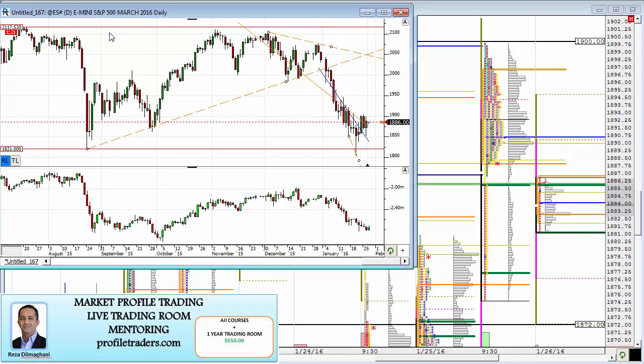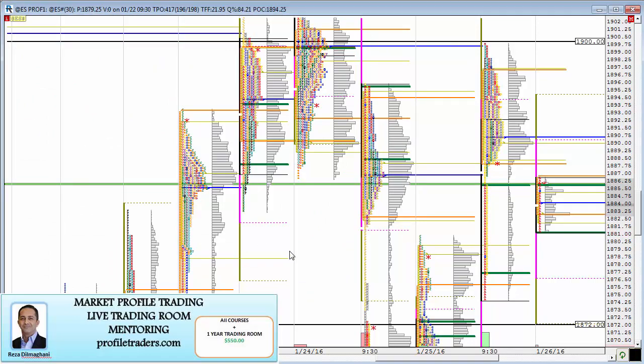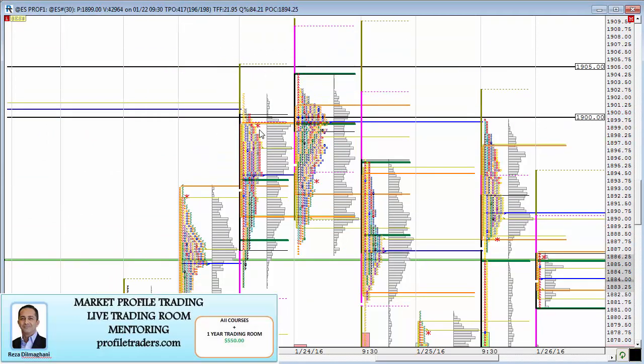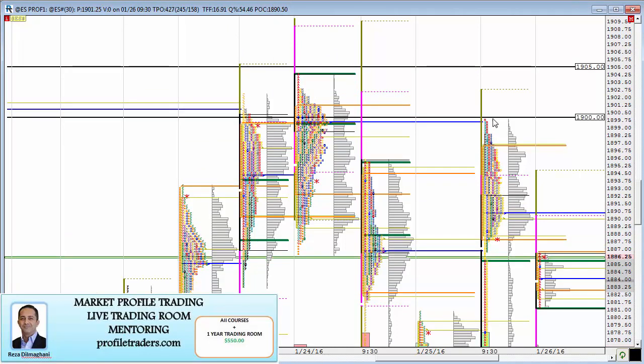From that point on, we have tested it 3 times. 1 time, 2, and again today 3. And we were unable to pass through 1900. Therefore, 1900 to 1905 is now a significant level of resistance.